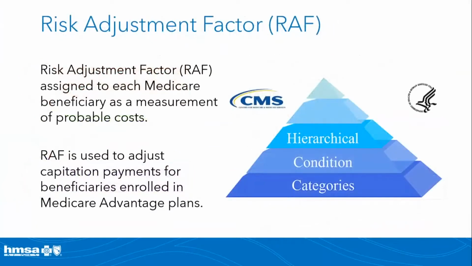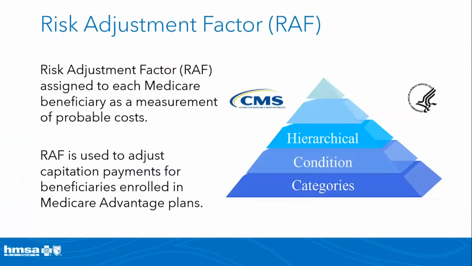The HCC model assigns a risk adjustment factor to each Medicare beneficiary as a measurement of probable future costs. The RAF score is used to adjust capitation payments for beneficiaries enrolled in Medicare Advantage plans. Hierarchical condition category coding helps communicate the patient's complexity and paint a picture of the patient as a whole. Accurate HCC coding and risk adjustment can have a significant impact on a healthcare organization's financial viability and care delivery.